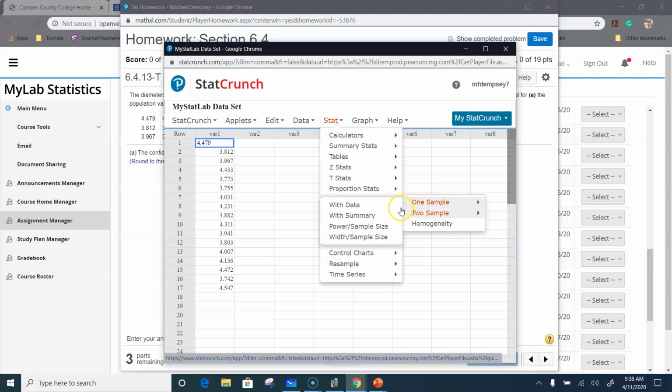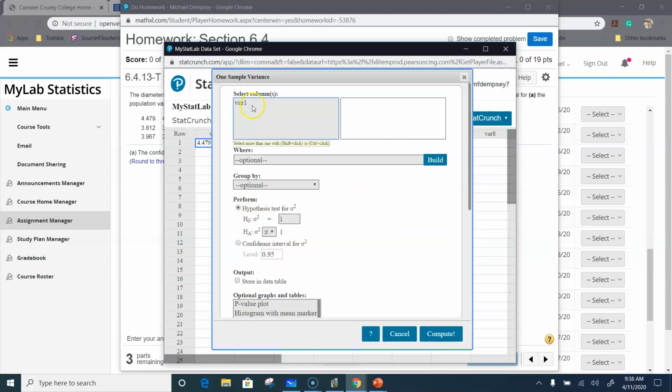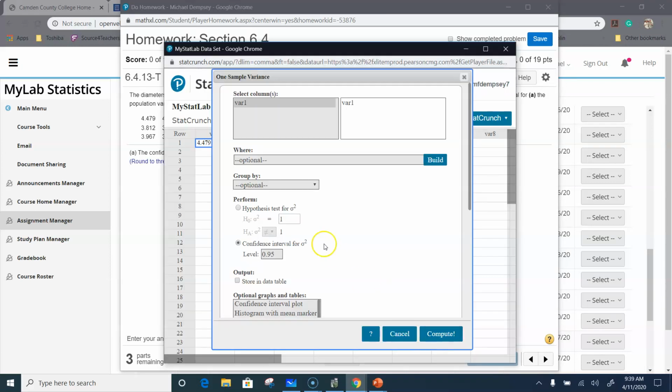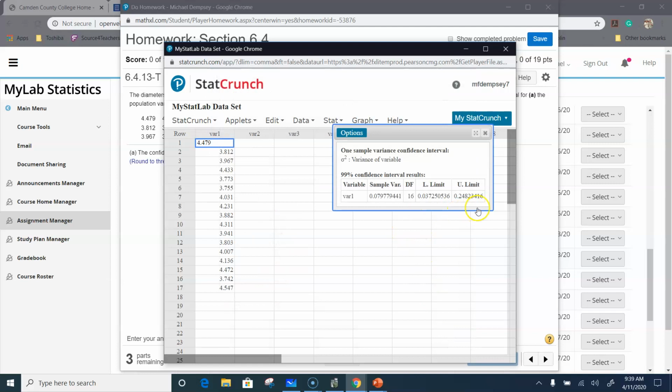So what do we have here? We actually have the data. We don't have the summary statistics. If they gave me the summary statistics, I can run it on StatCrunch right from there as well. So I have the data. So I'm just going to tell StatCrunch to use that variable 1. Hypothesis test will be in the next chapter. And let me just double check what confidence level we wanted here. 99%. So we have to tell StatCrunch to give us that 99% interval, and then we can go ahead and compute. Okay. So this is the confidence interval for the variance.